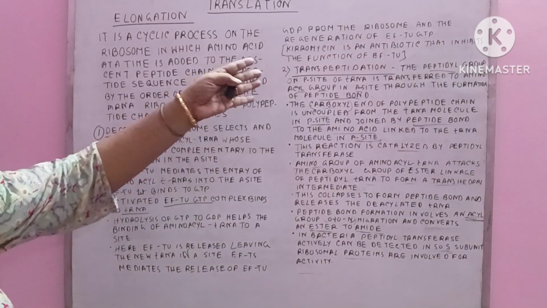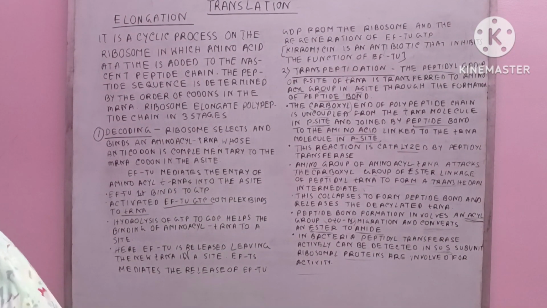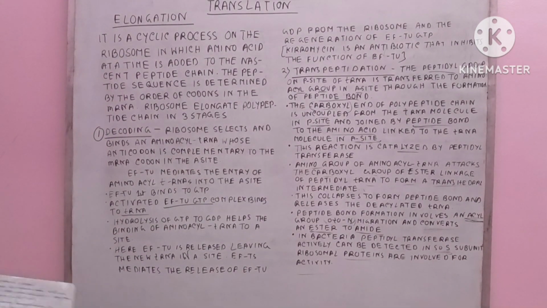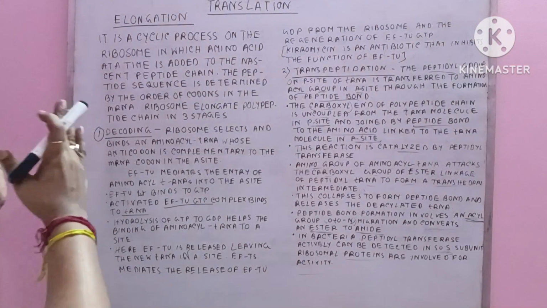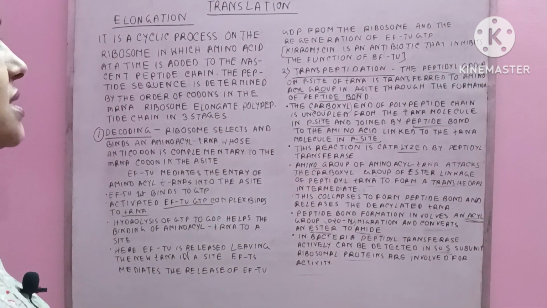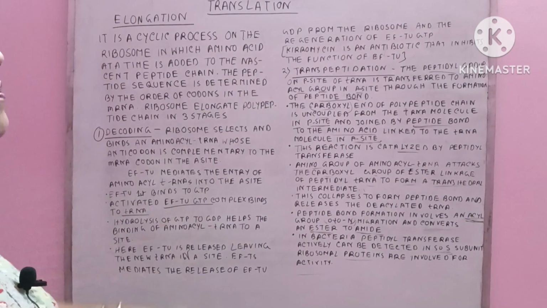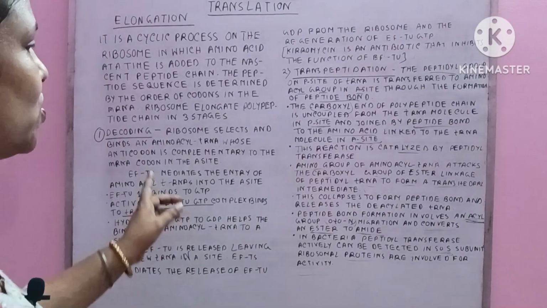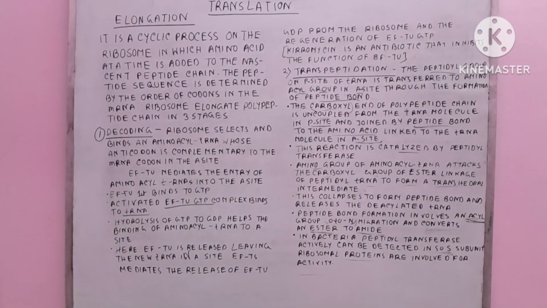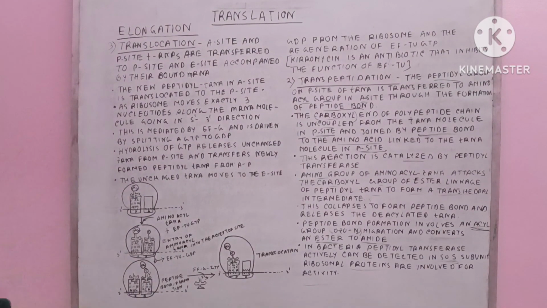So transpeptidation is the second step, and the last step is the translocation. Okay, so the first one is decoding, the second one is transpeptidation, and the third one is translocation. Including these three steps, this elongation process is completed. Okay, so the last step I have to explain. The last part is the translocation.